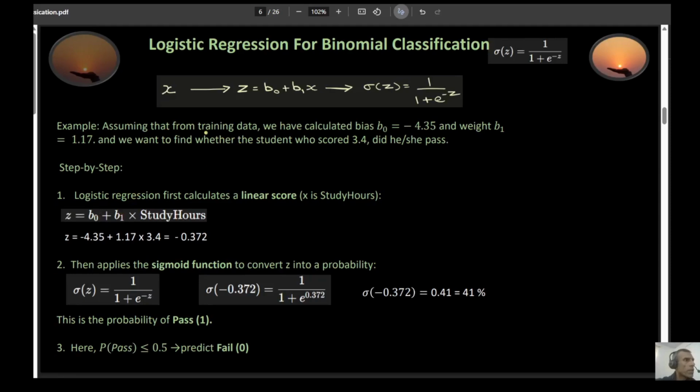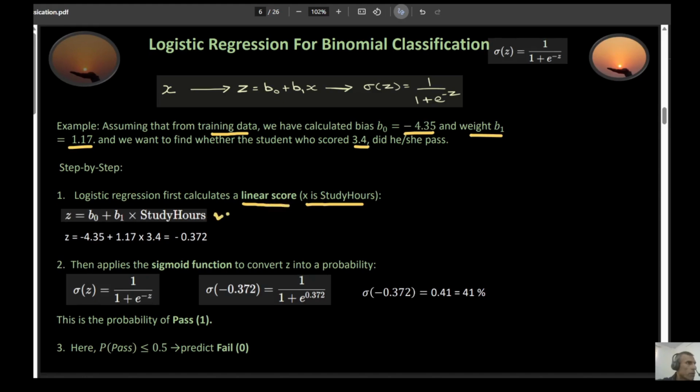So assuming that from the training data, we have calculated our bias B0 as this value right here, and your weight B1 is calculated to be this value. These two values are calculated during the training for you, by the way, and we want to find whether the student who studied 3.4 hours, did he pass or fail? Well, let's do this step by step following the same process. First, you convert your X, in this case your study hours, into a Z score. Another word for that is a linear score.